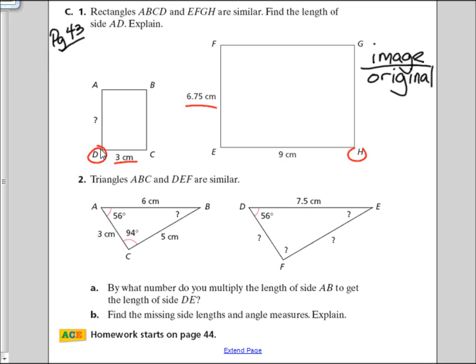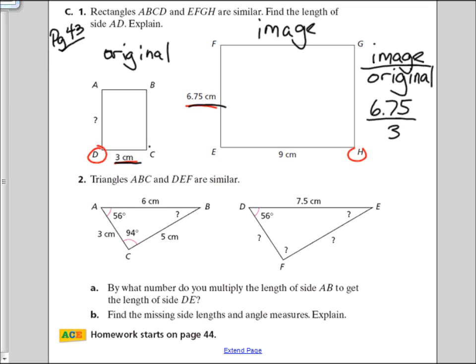So to figure out scale factor from this original to our image, we have two lengths that are corresponding. 3 centimeters and 6.75 centimeters. So I'm going to take 6.75 divided by 3.